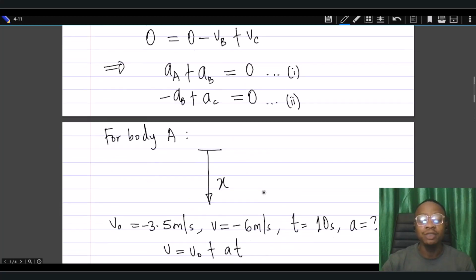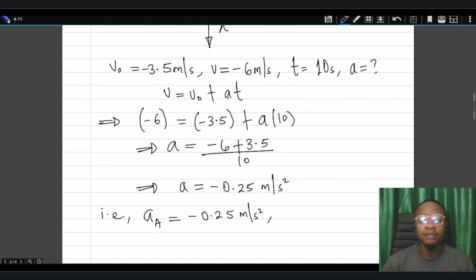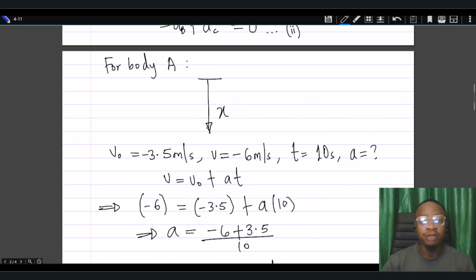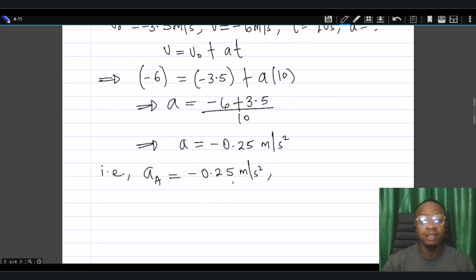And so why did we have to stick with that coordinate system? If we didn't stick with the coordinate system, if we took this to be positive upward, for instance, we would obtain a positive acceleration here.